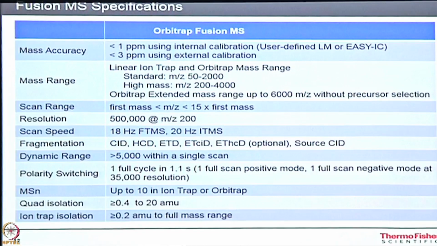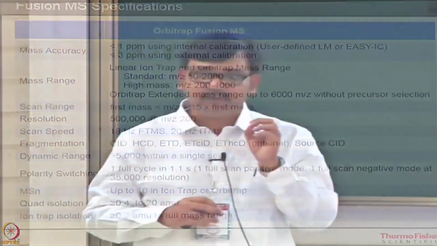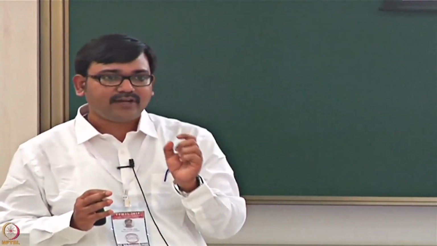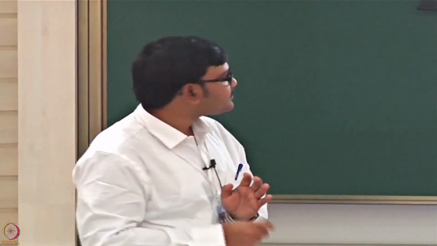Isolation in the quadrupole: you can go to a minimum of 0.4 AMU, meaning plus or minus 0.2 Daltons. So what that means is if you want to identify one molecule of m/z 100, you can scan between 99.8 and 100.2. That narrow window you can scan.